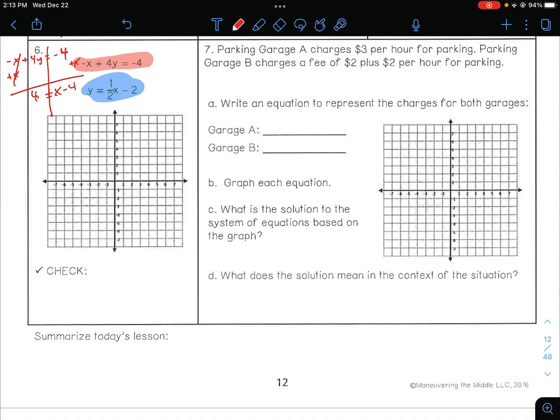On the other side, that's positive 4y, so 4y. Divide by 4 now. That cancels. You're left with y equals x over 4, and then negative 4 divided by 4. X over 4 is basically, there's an invisible 1 here, right? 1 over 4x, minus 4 over 4, which is 1. So my slope is 1 over 4. My y-intercept is negative 1. For my blue line, my slope is 1/2. My y-intercept is negative 2.